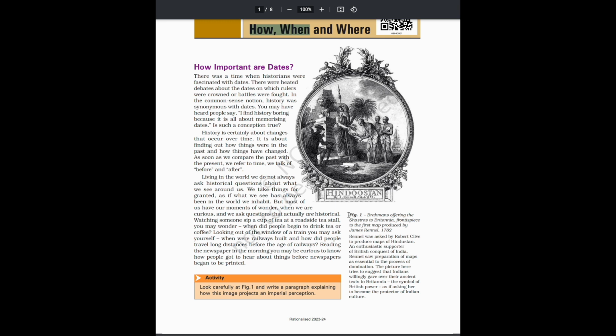Activity. Look carefully at figure 1 and write a paragraph explaining how this image projects an imperial perception.